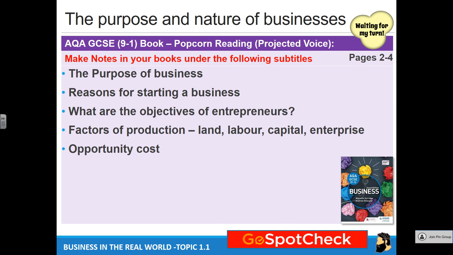So we're on page 2 if you have the book, and we're going to look at the purpose of business. A business is an organization that produces goods and or supplies a service. A good is a physical product, such as a car, and a service is an intangible item, such as financial advice or a yoga lesson. A business involves people, sometimes one and sometimes thousands, and they aim to provide something that is demanded by others.